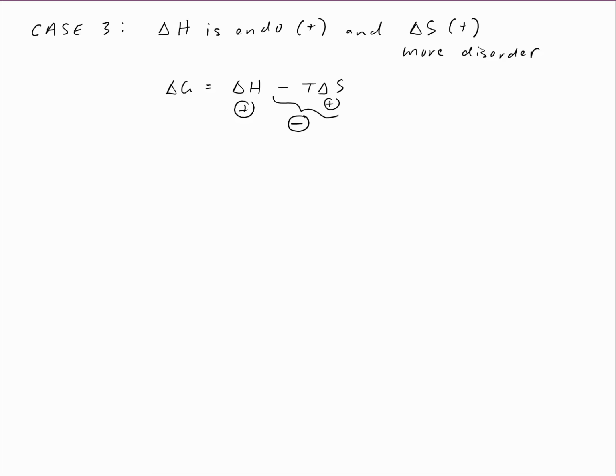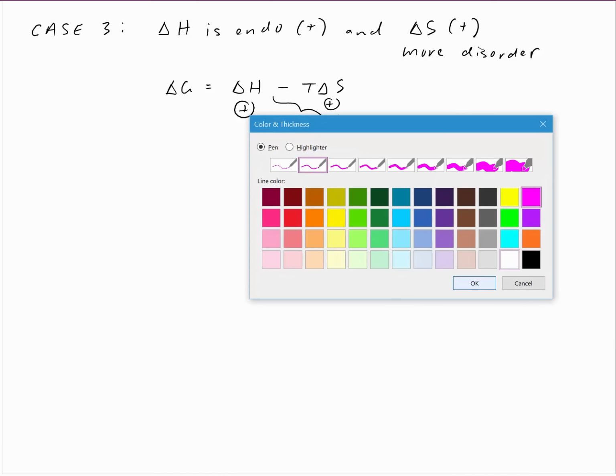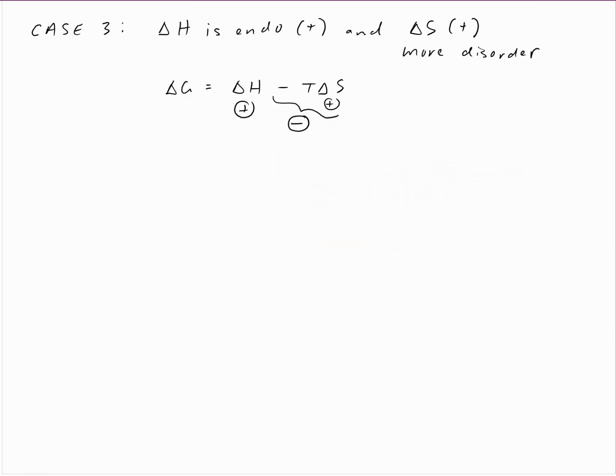Okay, now we have opposing forces. So delta G will be spontaneous when this term here beats this term here. So when would that happen? It turns out it will happen at high temperatures, to make this term beat this term. So this will be spontaneous at high temperature.